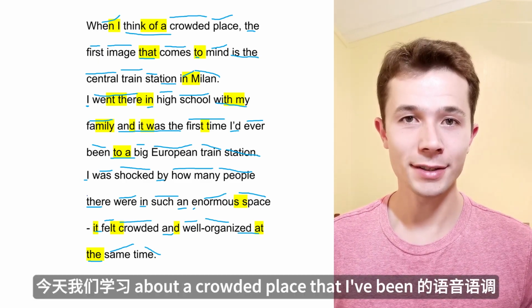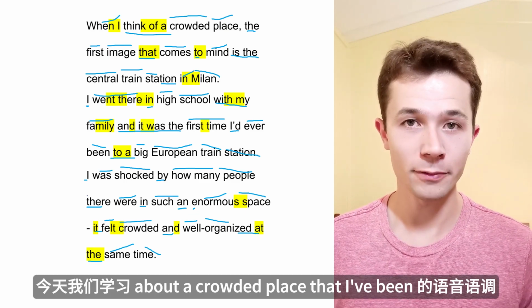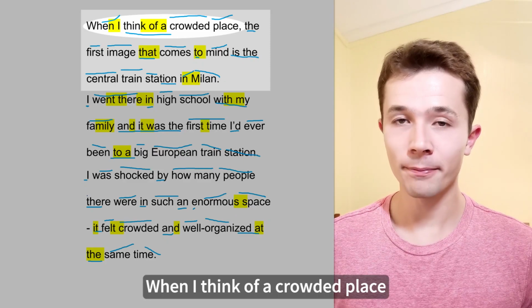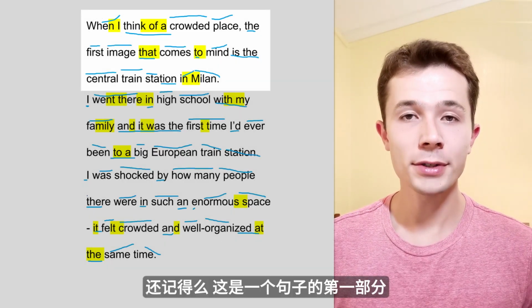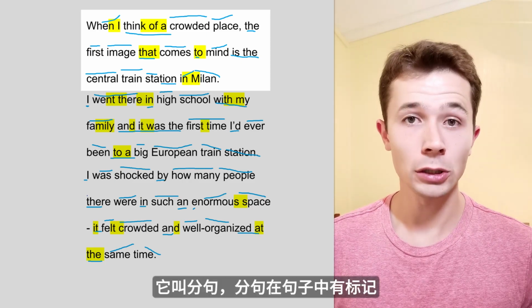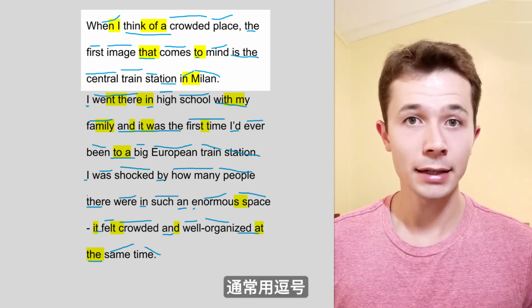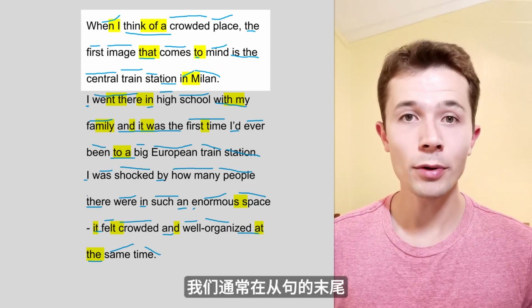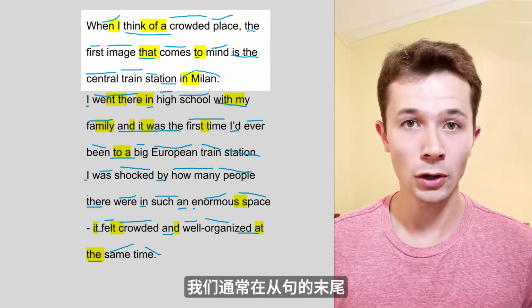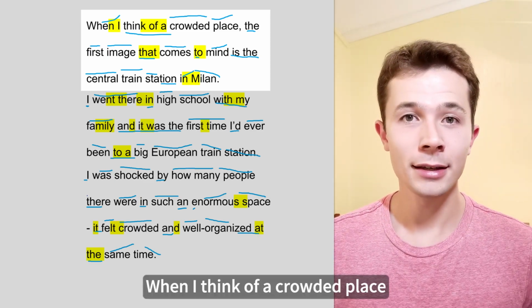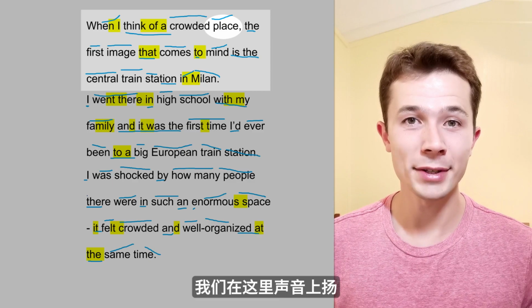Let's look at the intonations in each sentence in the connected reading video about a crowded place that I've been. Let's take a look. When I think of a crowded place, so remember this is the first section of a sentence. It's called a clause, and the clauses are marked in a sentence usually by commas. We usually go up with our voices at the end of a clause before the end of a sentence. When I think of a crowded place, so we're going up with our voices there.